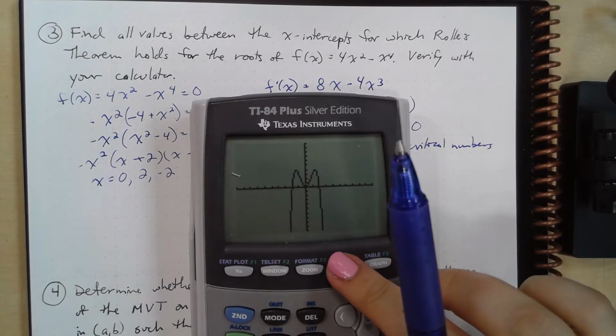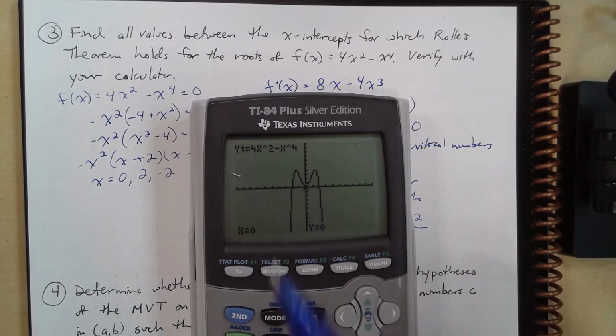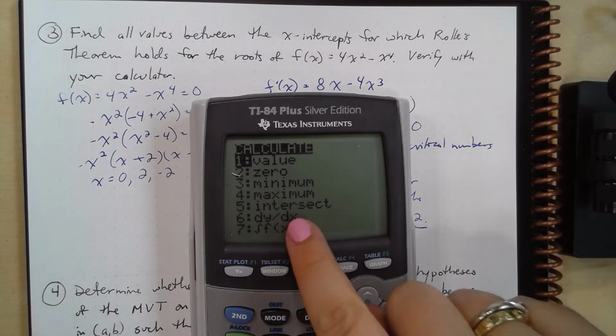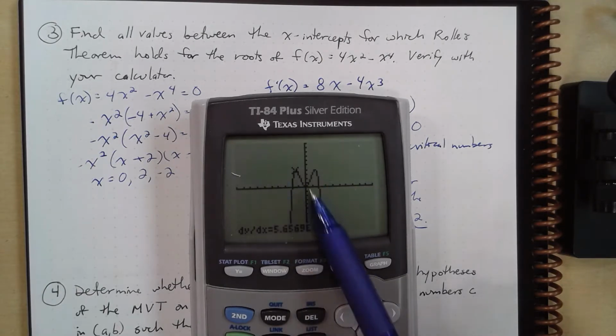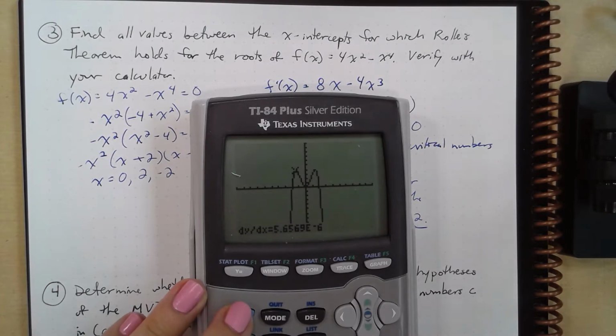Right? So if we trace this, if I trace 0, we're at 0, 0. We trace negative 2, we're at 0. We trace 2, we're at 0. Good. And if we trace negative radical 2, look at that. There it is. And we could calculate our slope. Calculate dy/dx at negative radical 2. It should be, well, it's equal to 5.6569 e to the negative 6. That's basically 0, right? And we could do the same. So anyway, that works. We did it.